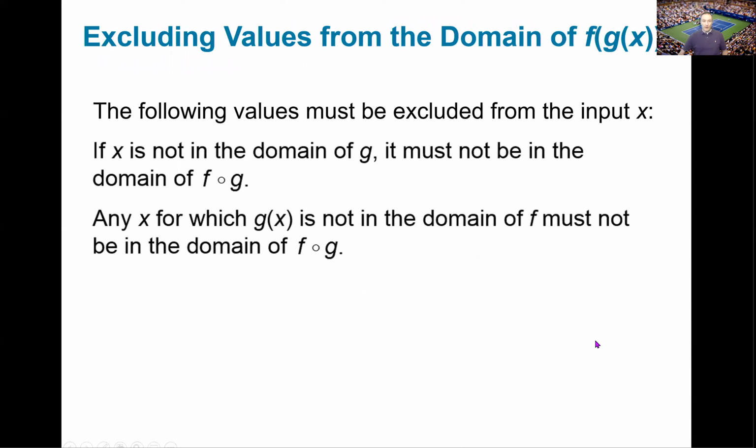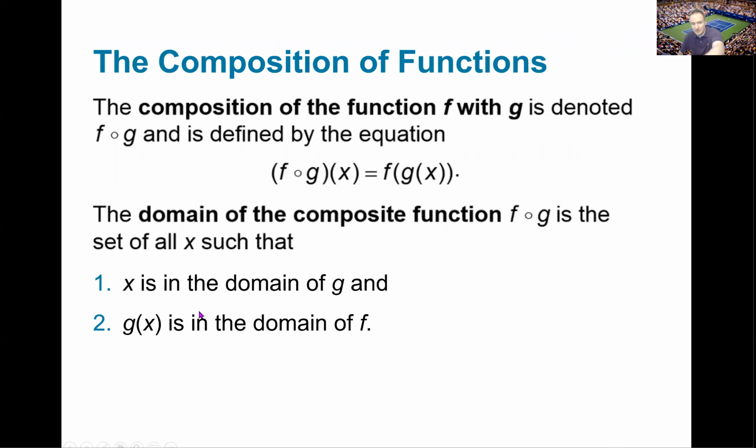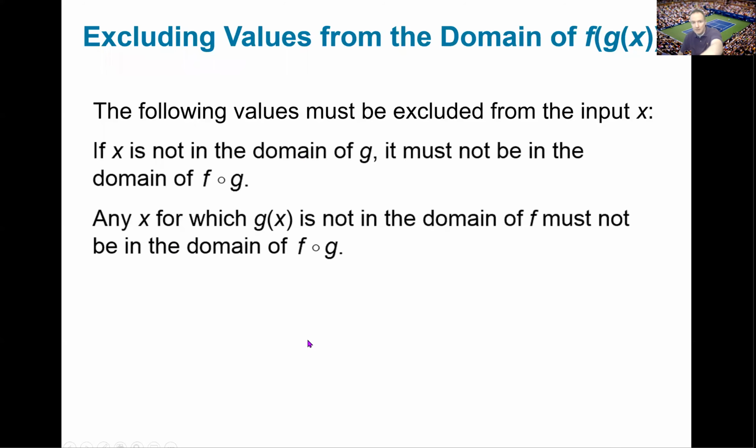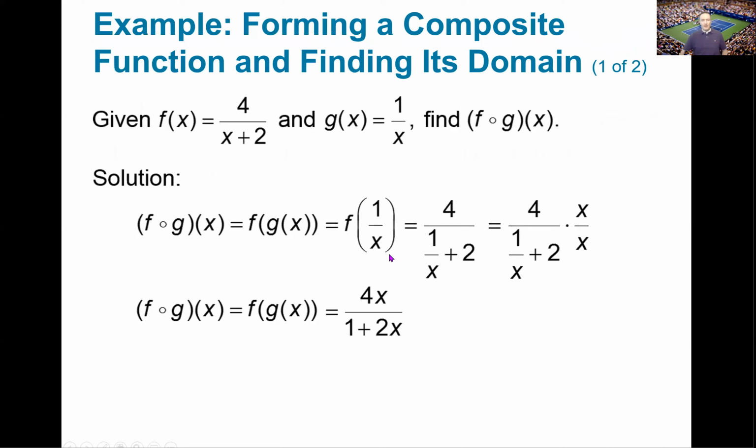Now, when I was talking about finding values of the domain of f of g of x, the following values must be excluded from x, so they're not going to be part of the domain. If x is not in the domain of g, it cannot be in the domain of f composed with g. This is essentially what I was saying two pages back. X has to be in the domain of g. And then any x value for which g of x is not in the domain of f must not be in the domain of f composed with g. All right, this problem will make that second one make more sense.